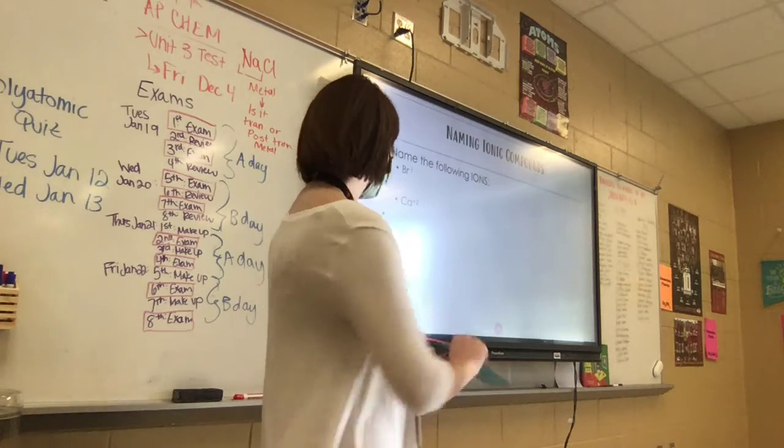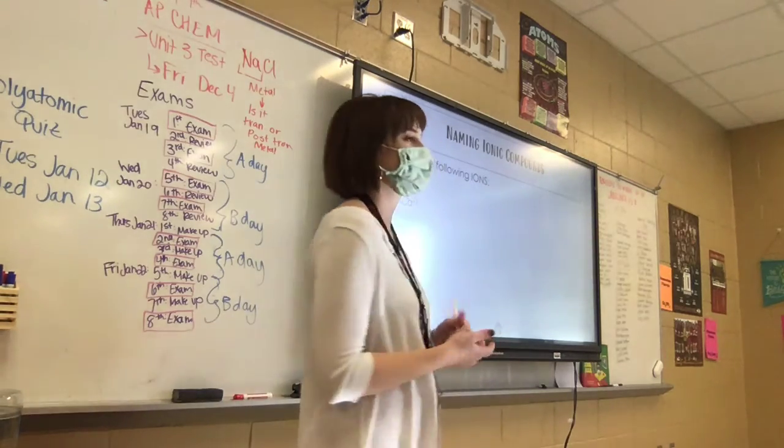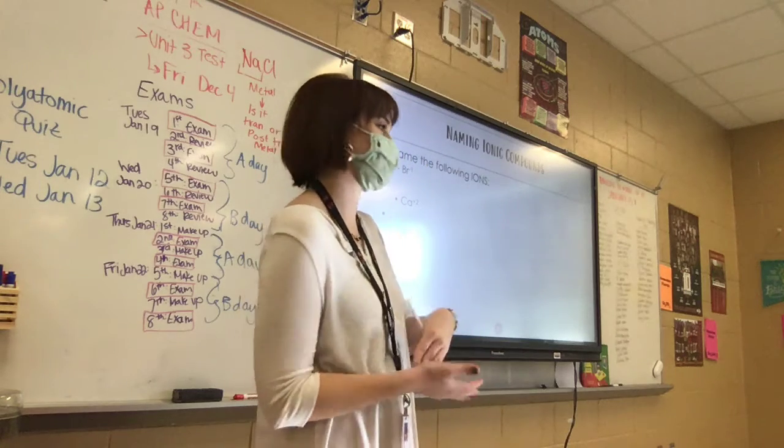So here we're going to name the following ions. So Br -1. Now is bromine a polyatomic ion?